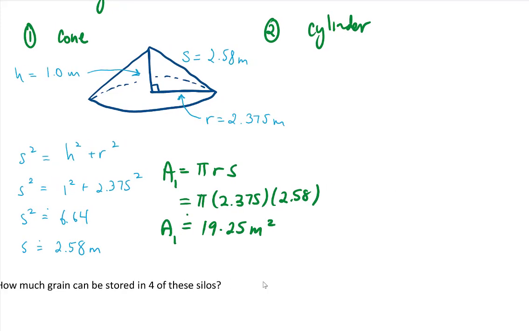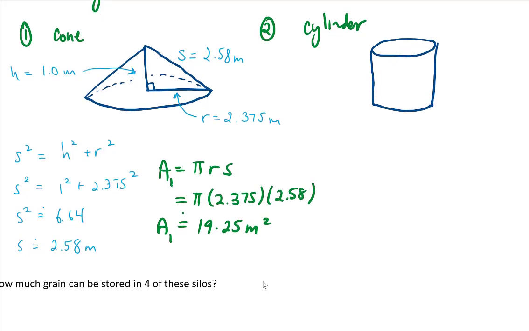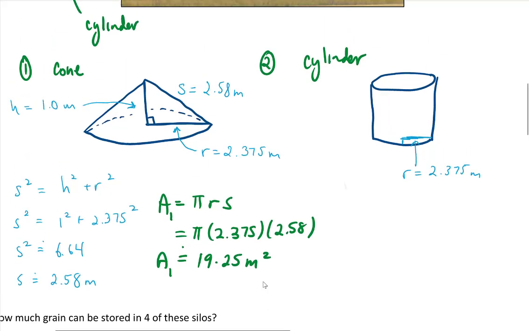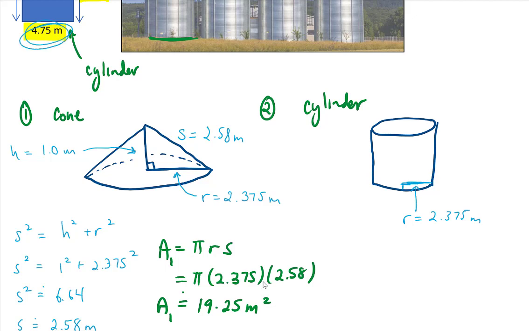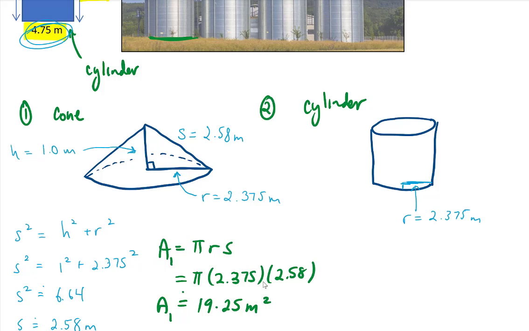Now let's take a look at the cylinder. Remember, for the cylinder we're just looking for the outside area. And we know from our diagram above that the radius of this cylinder, the halfway point, we've already calculated to be 2.375 meters. Remember, that's half of this 4.75. And we see from the picture the height is 6.0 meters.